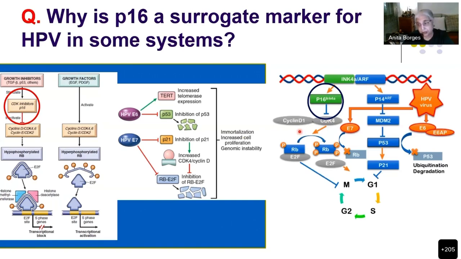Okay, but P16 can accumulate in any tumorous situation apart from being infected with HPV, because it's just part of the cell cycle, and anything that causes P53 inhibition, whether it's a mutation or some other reason why P53, or for that matter RB, is not being allowed to function, then P16 will be overexpressed in that system.